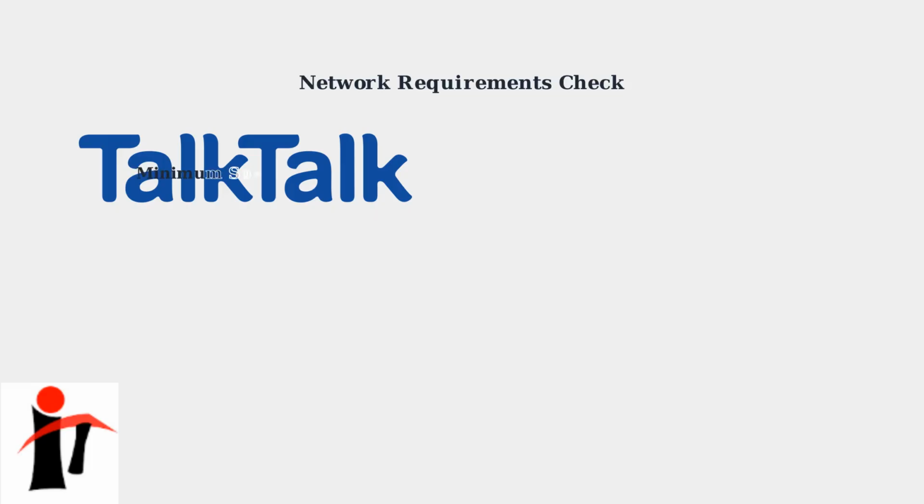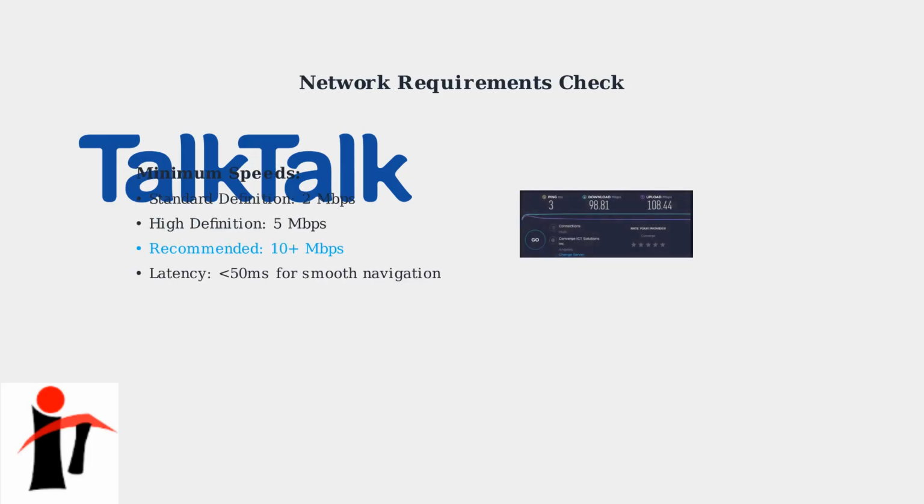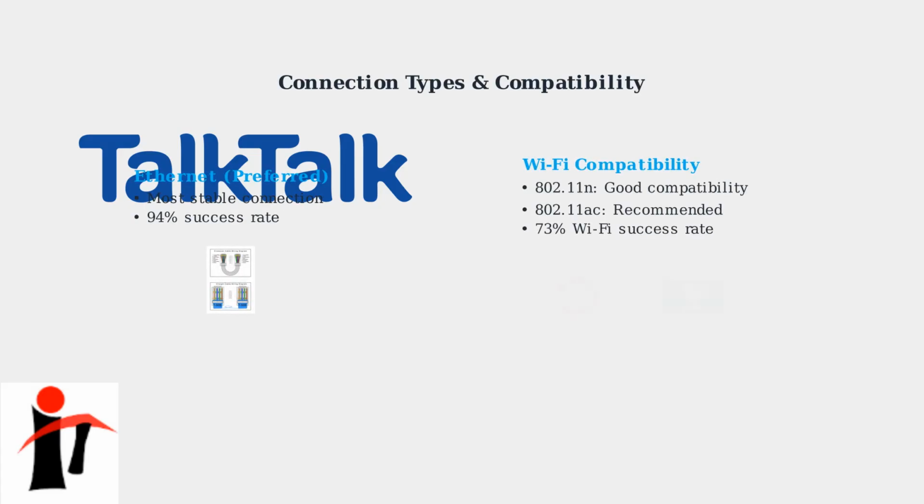Start by checking your internet speed requirements. You need at least 2 megabits per second for standard definition and 5 megabits per second for HD content. Ensure your latency is below 50 milliseconds for smooth navigation. An Ethernet connection is preferable for stability, but Wi-Fi using 802.11n or 802.11ac standards should also work. If you're using Wi-Fi, make sure your router is compatible with these older standards.